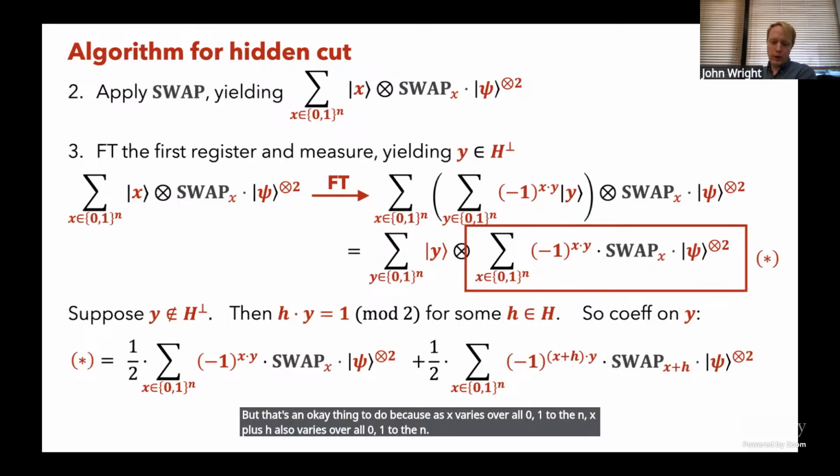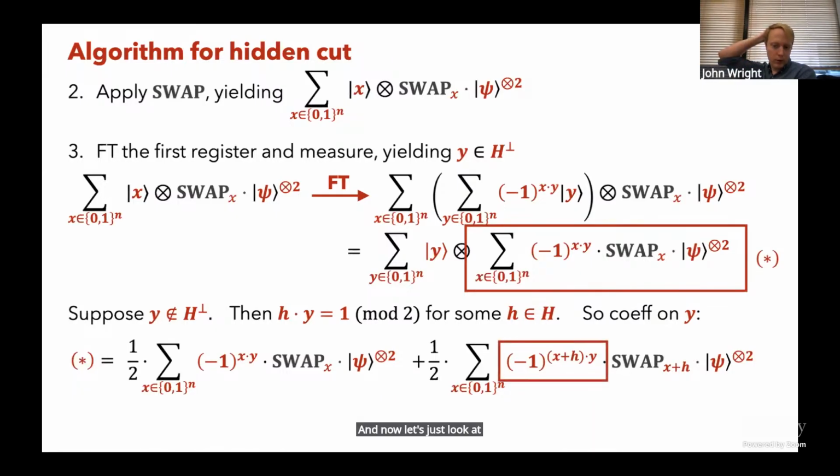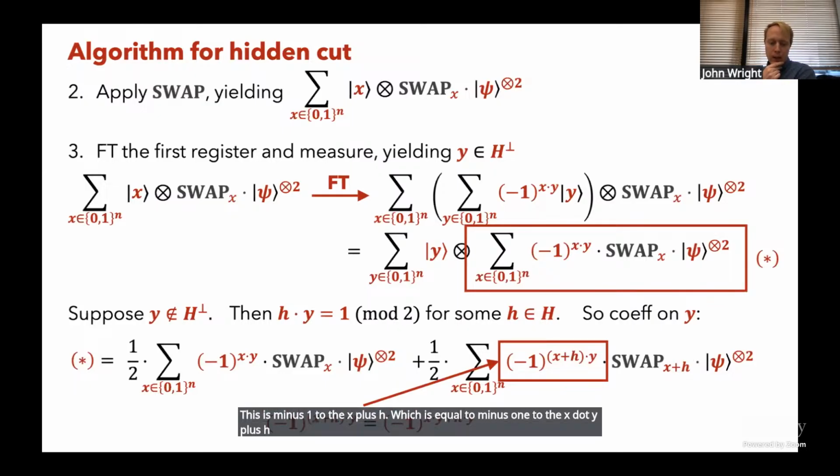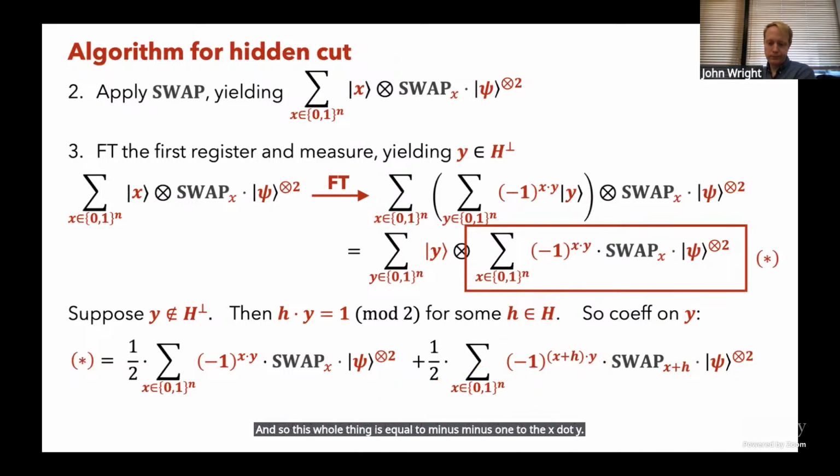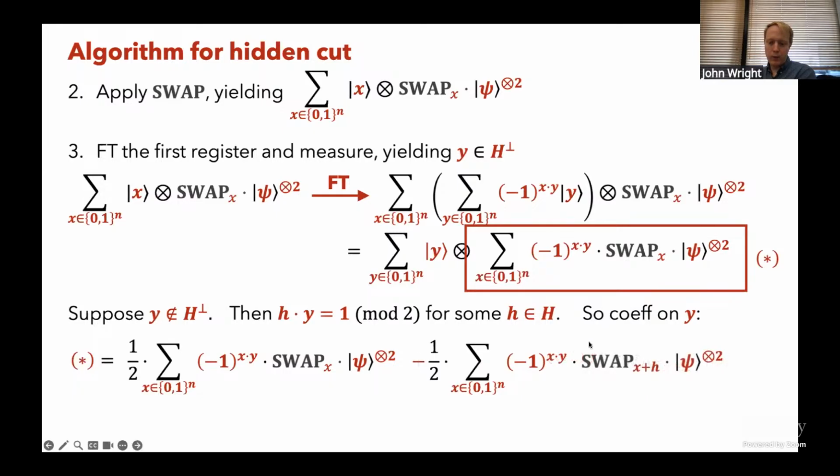And now let's look at two things here. Let's look at this first. This is minus 1 to the x plus h dot y, which is equal to minus 1 to the x dot y plus h dot y. And now h dot y is equal to 1, right? So that part is just going to be a minus 1. And so this whole thing is equal to minus 1 to the x dot y.